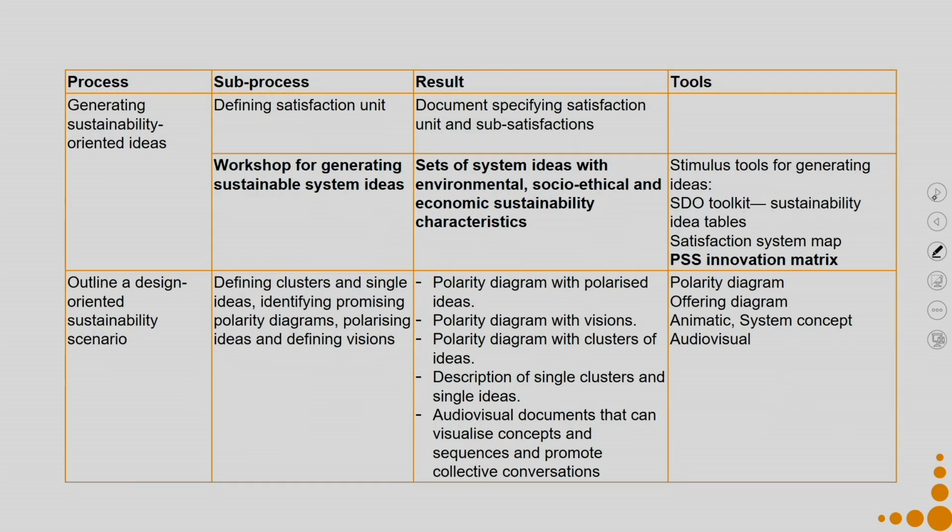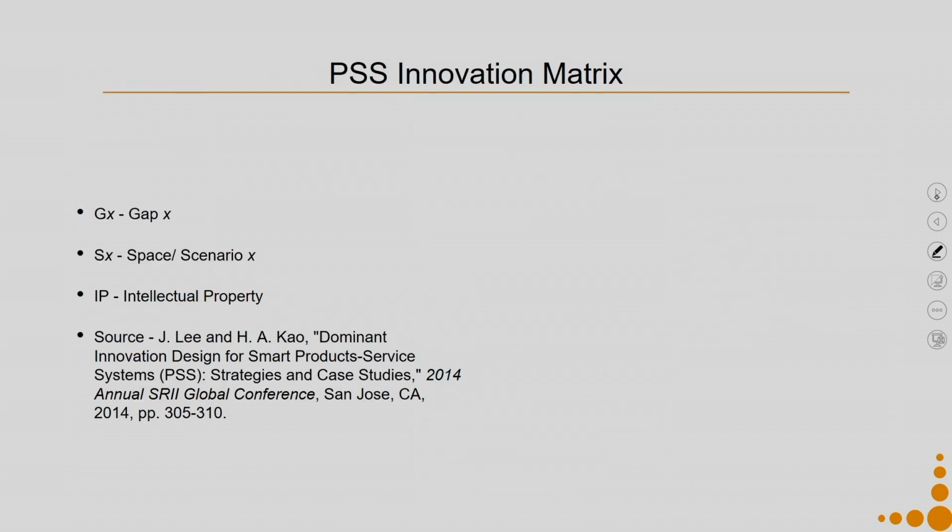After I have made the satisfaction system map, the next step for doing this sustainability oriented idea generation is creating a PSS innovation matrix. So, let us see how a PSS innovation matrix looks. A PSS innovation matrix consists of gaps, spaces, scenarios and intellectual property rights which are required to fill those gaps.